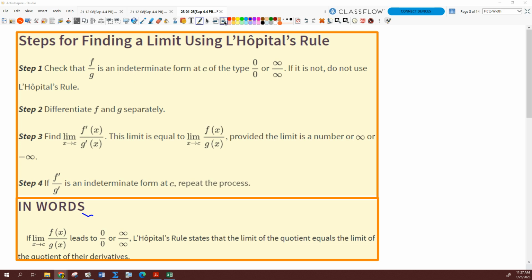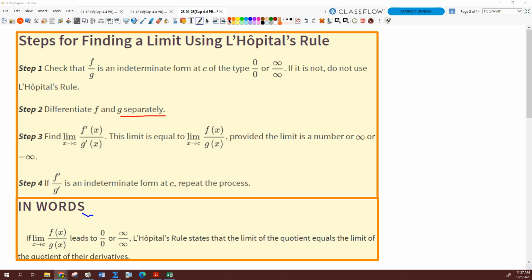So we check that it's indeterminate. Step 2, we differentiate the top and the bottom separately. Again, no quotient rule. And then we find the limit of f prime divided by g prime. And if that is not indeterminate, that's our answer.